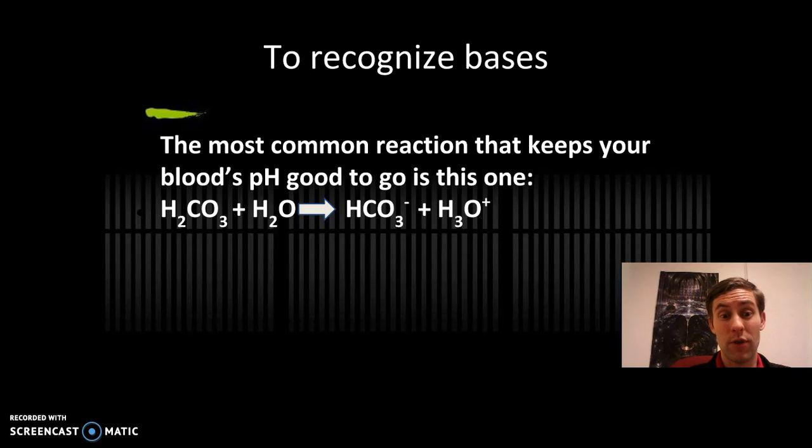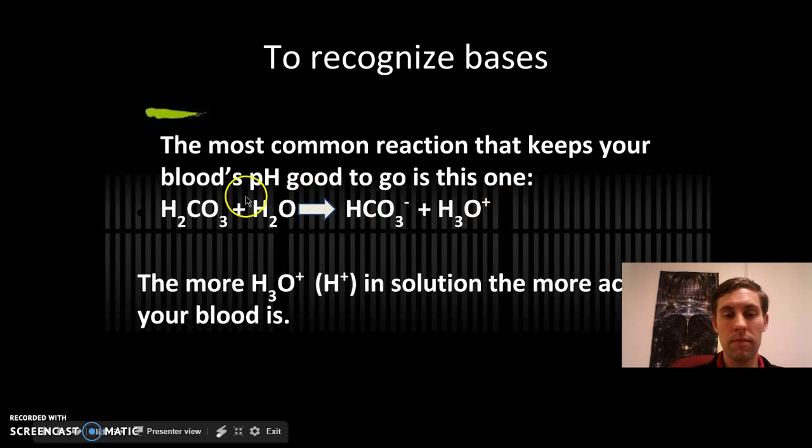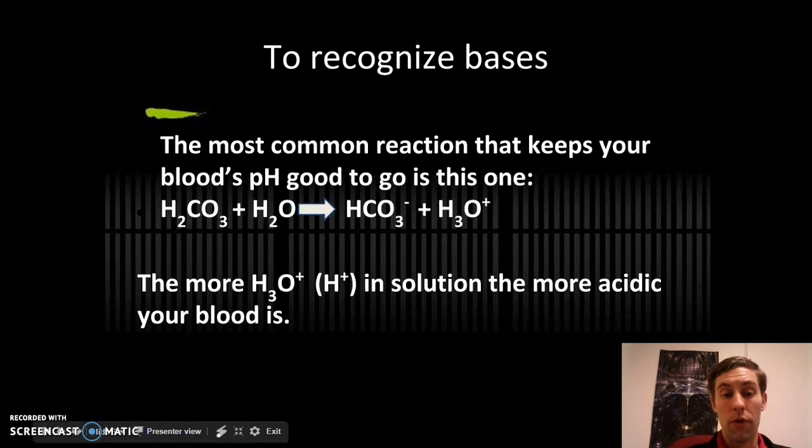Lucky me. So I need to help myself make sure that my pH stays in line by doing a bunch of things. But your body's pretty good at keeping this on track and keeping it close to 7.4. So the more H3O plus in solution, the more of this is created, the more acidic your blood is. So my body has trouble keeping this at the right concentration, the right molarity in my bloodstream. Yours is pretty good at that. Most of you.